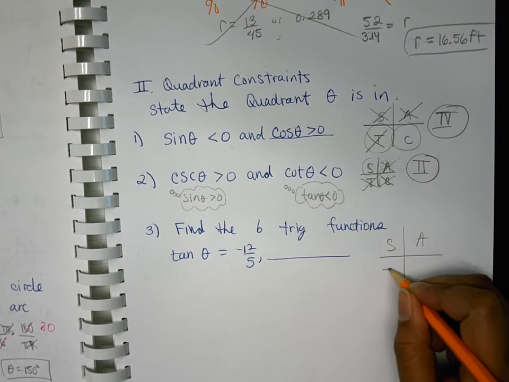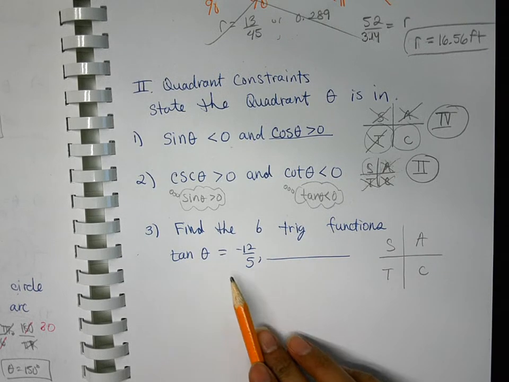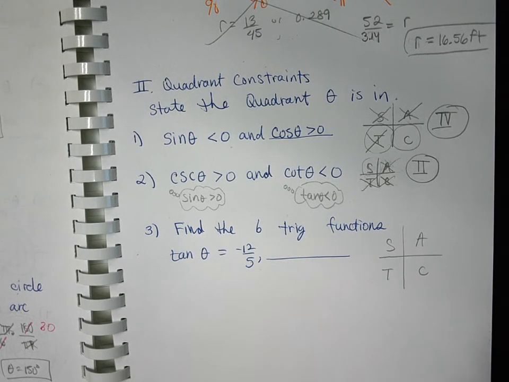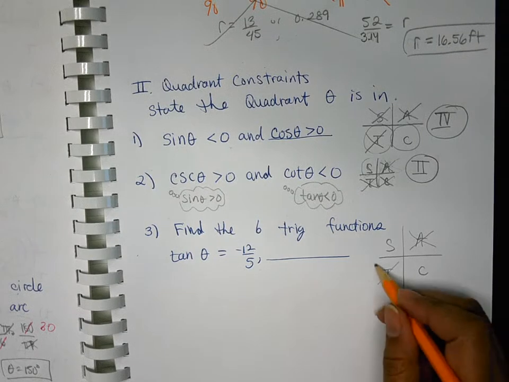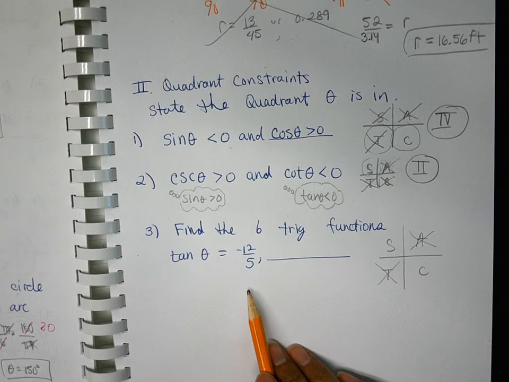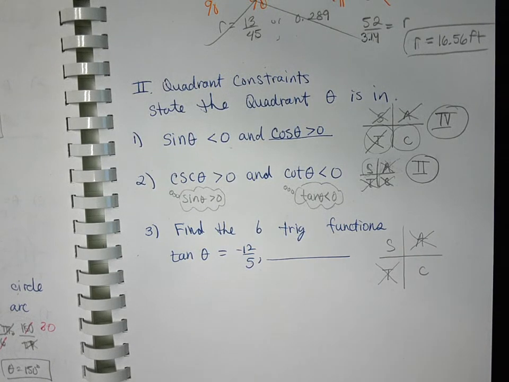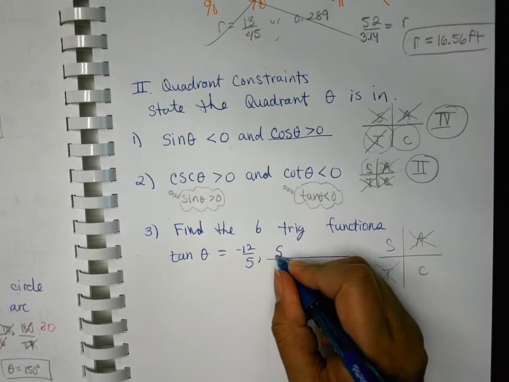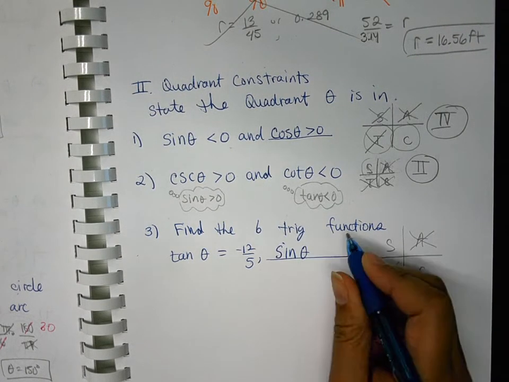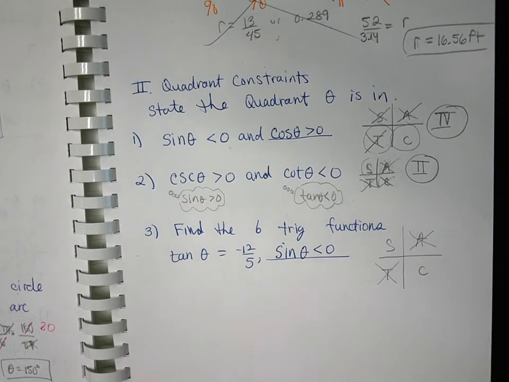We have to eliminate. If tangent is negative, which 2 quadrants can I cross out? Looks like it's the A, because they're all positive, and the T because tangent's positive, and we want tangent to be negative. Do we have enough to say the triangle I'm going to draw is in quadrant 2? Not yet. So that's where this extra information needs to be given. So sine of theta is less than 0. With that given information, I want you to figure out which quadrant you are in.